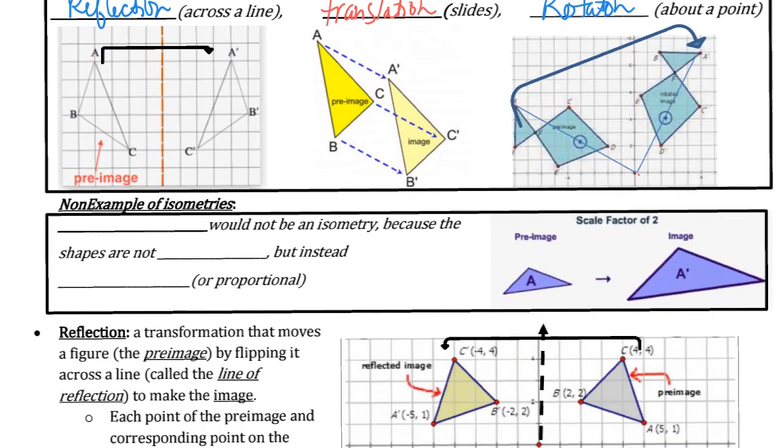Examples of transformations that are not isometric, or not isometries, would be a dilation. So something is going to be dilated or expanded. Now the original and the result, or the pre-image and the image, are not going to be congruent to each other. So these are not congruent. Instead, they're called similar. And so the congruent symbol looks like that, as you know, and similar looks like that. And so that would be proportional.